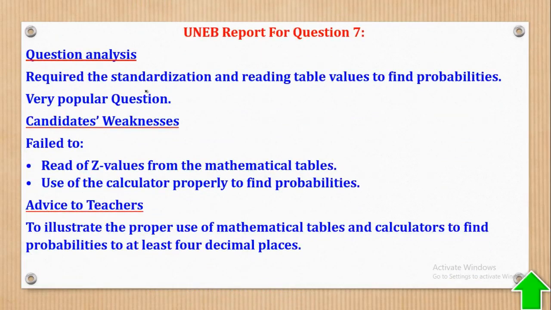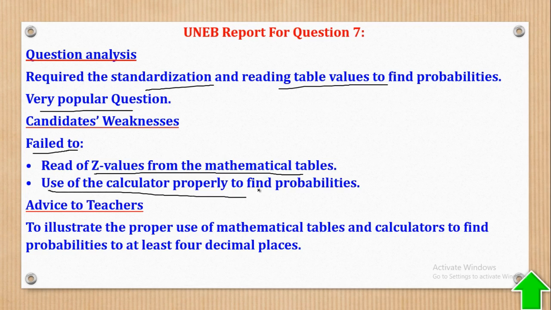So the question required standardization and reading table values to find probabilities, and it was a very popular question, meaning it appears frequently in the previous past papers. However, the weakness was that candidates failed to read the Z values from the mathematical tables, so you have to use mathematical tables correctly. Like I said, there is normal distribution table and cumulative normal distribution. For us, our interest is on cumulative normal distribution. Also, using the calculator properly to find the probabilities was a challenge.